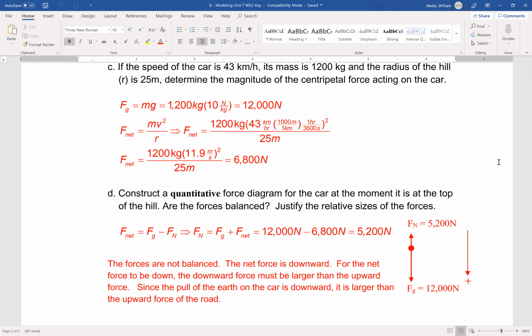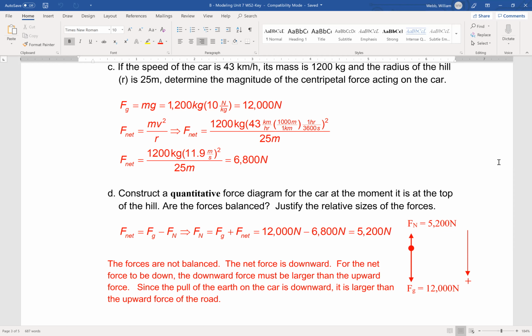So if I think about the net force being the weight minus the normal force, the normal force would be the weight plus the net force. And the net force is downward because it's to the center of the circle. So 12,000 minus 6,800 gives us 5,200 normal force. And if we think about what that would feel like, the actual weight is 12,000 newtons, but it only feels like 5,200 because it's going up and over the curve. And so that makes sense. It should feel lighter. It should have a lighter apparent weight. And remember, the apparent weight is the normal force.